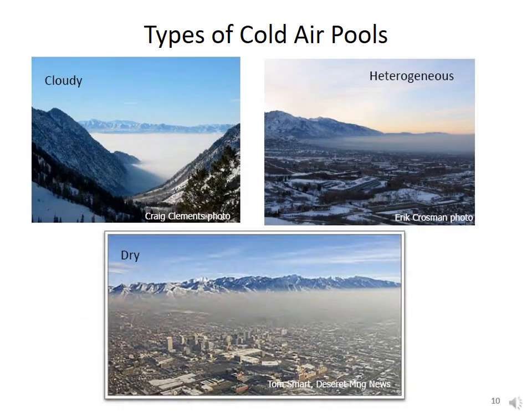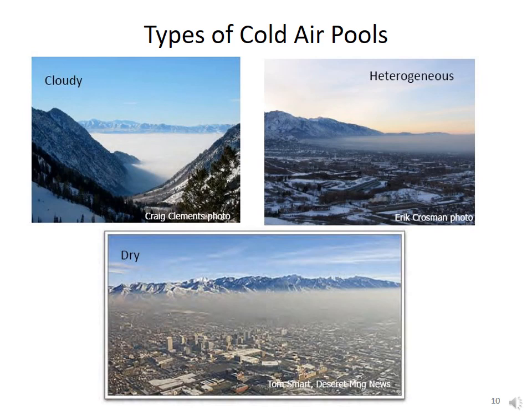There are several different types of cold air pools that demonstrate different visual representations. The top left is a cloud-topped boundary layer. So this has liquid droplets, or often supercooled droplets, that are existing at the top of the boundary layer. At the bottom, we have a dry cold air pool. In this case, what you're looking at is the pollution and not the clouds themselves.